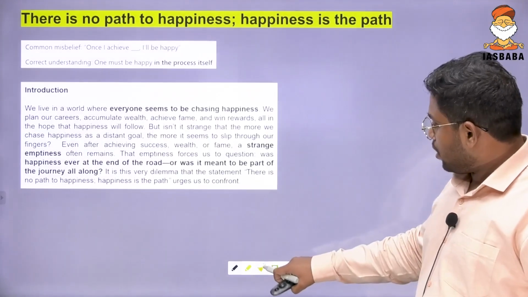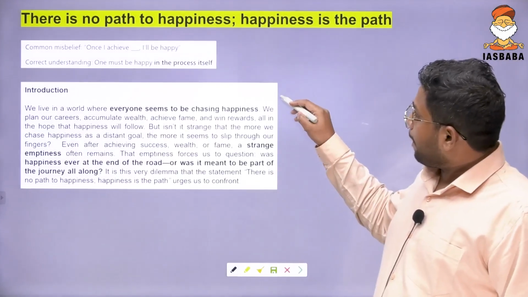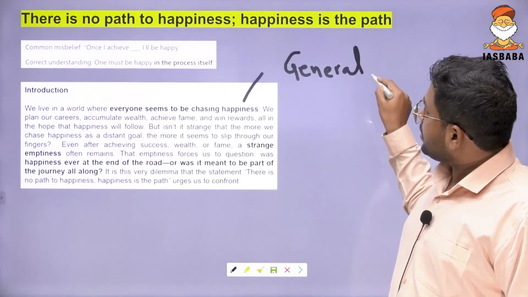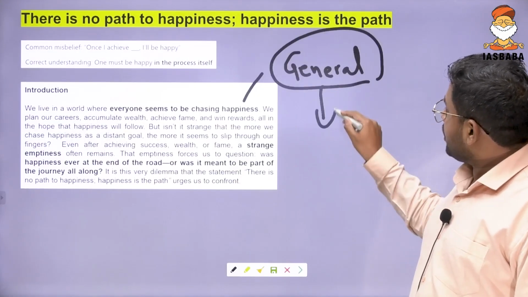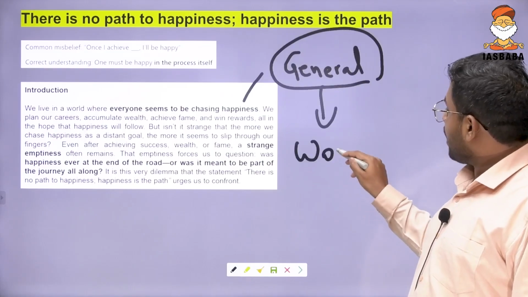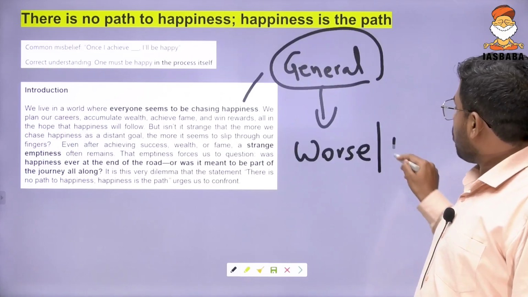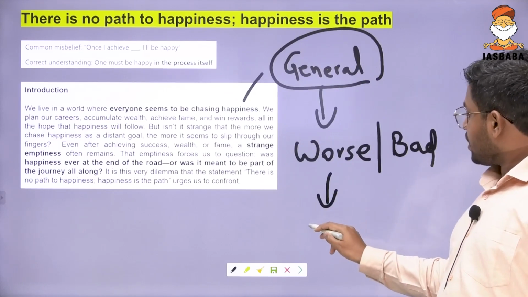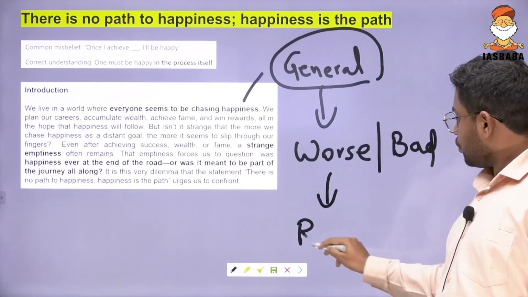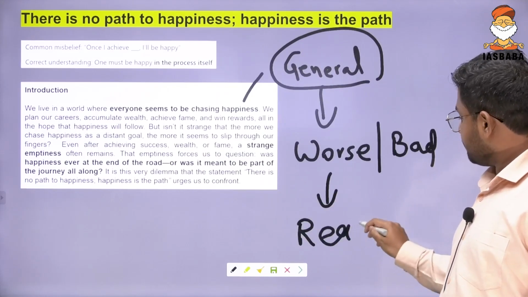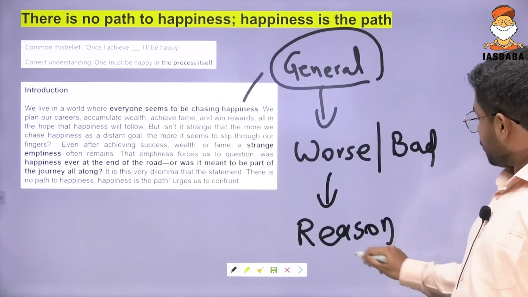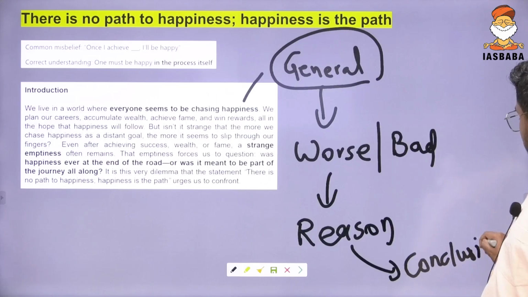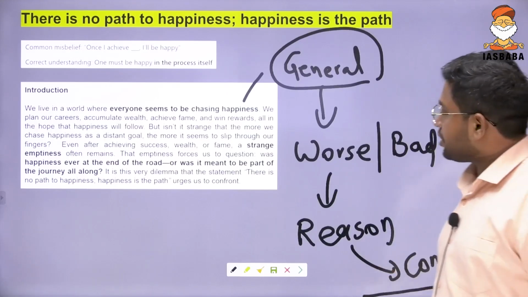Now as you observe these things, first he started with the general understanding, then he showed where things have gone to the bad side, and then he started showing the reason to reach the conclusion. This is a very good way to build any narration.